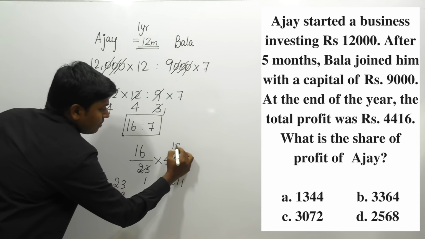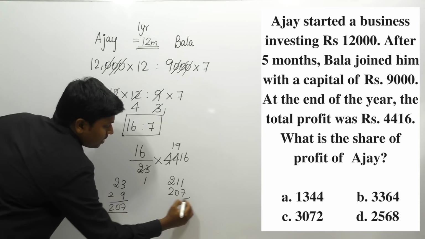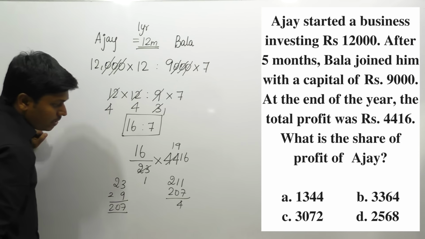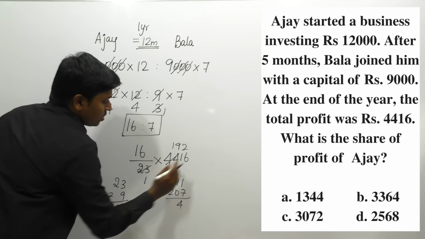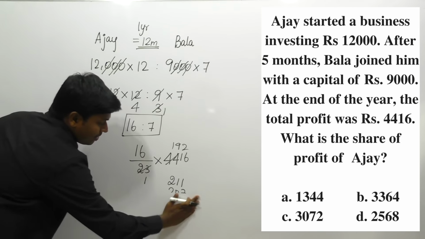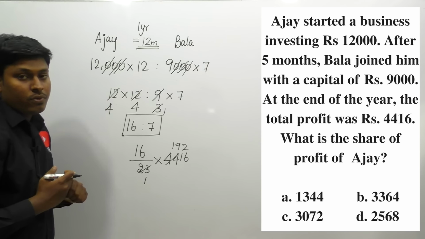So we can say that it will be 9, so it will be 207. So the remaining will be 4, right? And here the remaining will be 46, friends. So 46 will be 2. So friends, finally we got 23 into 192 will be 4416.